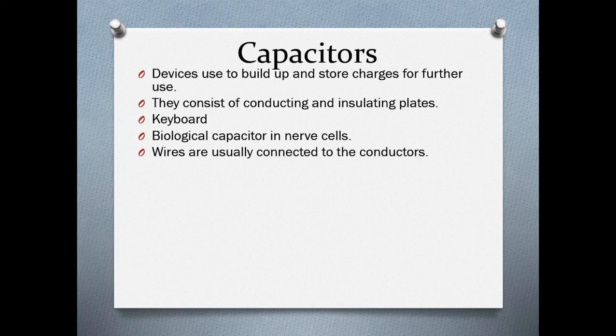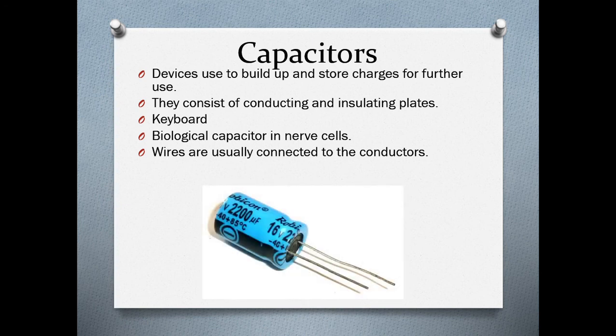And wires are usually connected to the conductors. Because remember, wires are going to transmit electricity. And since we want them to transmit electricity and follow the path, they have to be connected to the conductors. So here we have an example of a capacitor. You can see those sort of metal tubes that are going right out of it. They are basically parts that are connected to the conductors, and that of course are going to facilitate the flow of electricity through the capacitor.